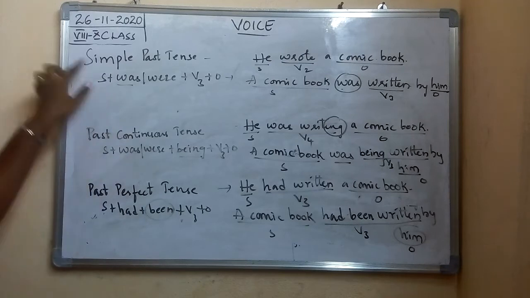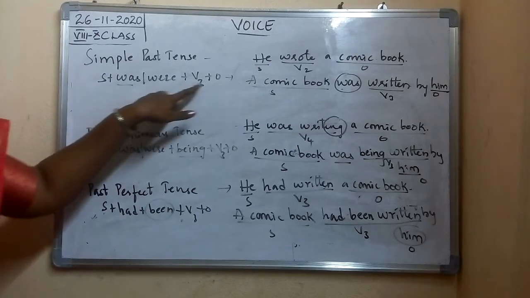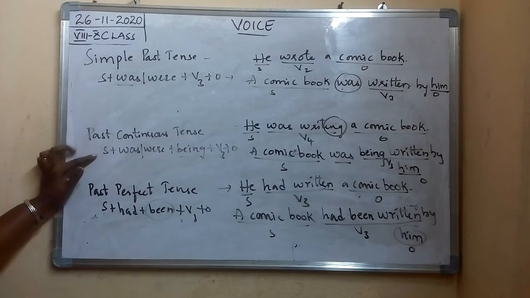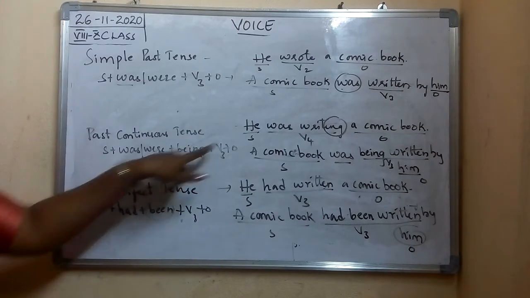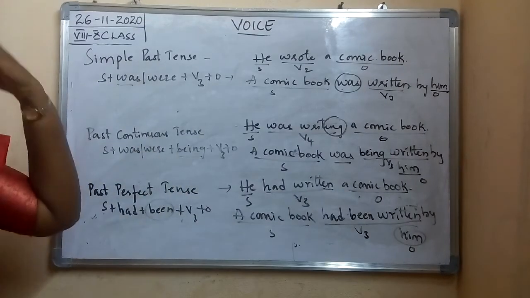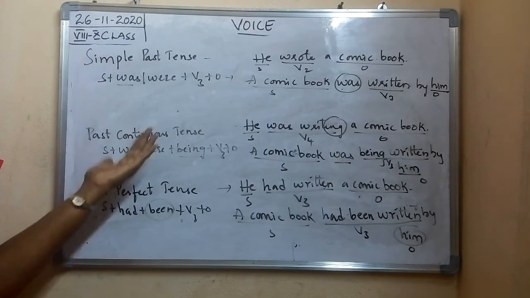Okay. Now simple past tense structure is what? Subject plus was or were plus V3 plus object. Past continuous tense is what? Subject plus was or were plus being. When it is ing form, you have to change into being. If it is present, is, am, are plus being. If it is past, was or were plus being.